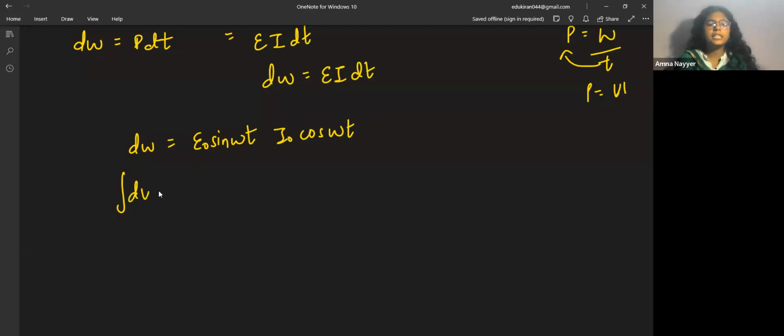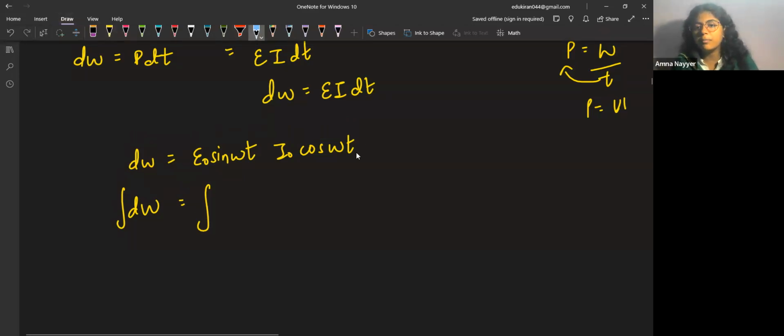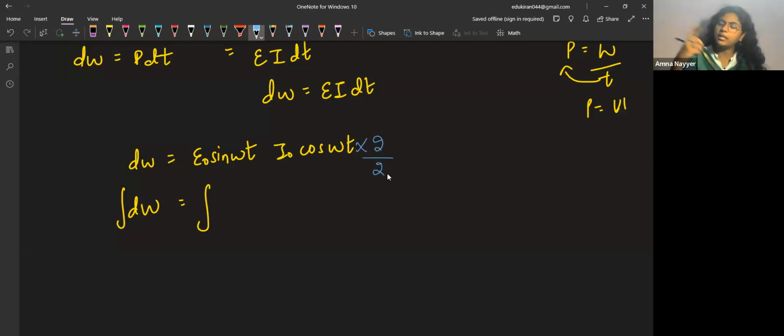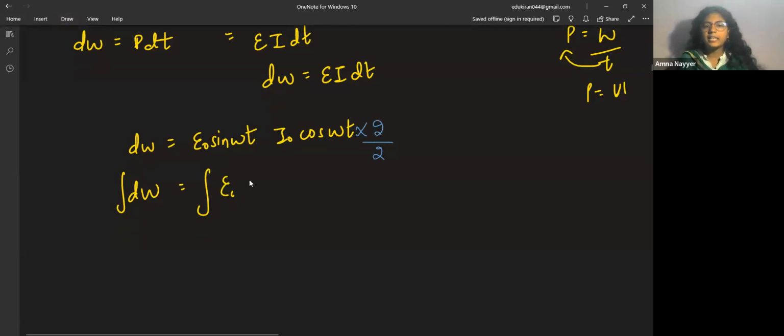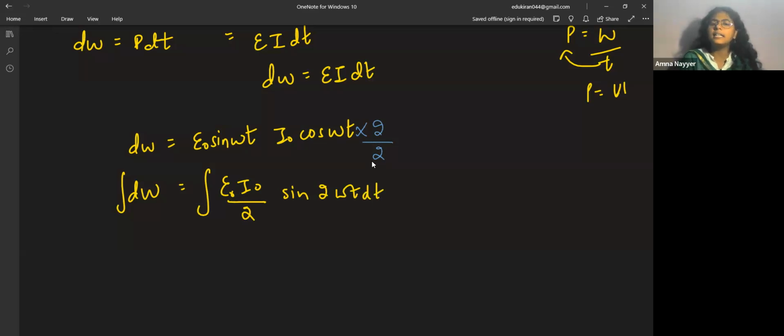Now, integration of dW. We'll integrate this entire term. And yes, one more thing, class. For solving this question, we will multiply and divide it by 2. All right, we'll multiply the numerator and divide it by 2. Why? I can write E naught I naught by 2 together, and what else can I write? Sine 2 omega t dt. This is an identity, no? 2 sine omega t cos omega t is equal to sine 2 omega t.